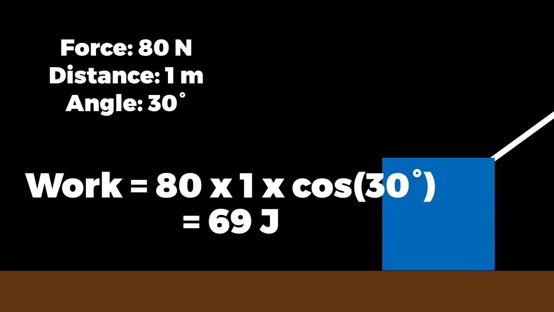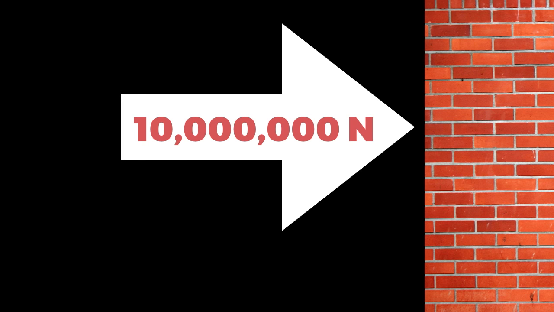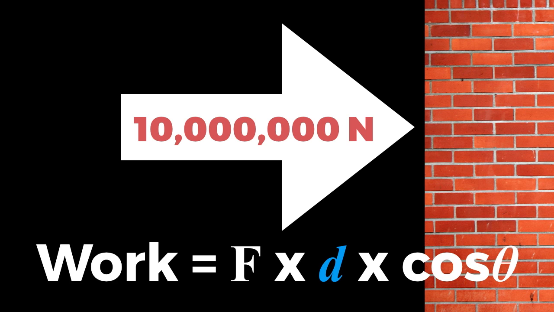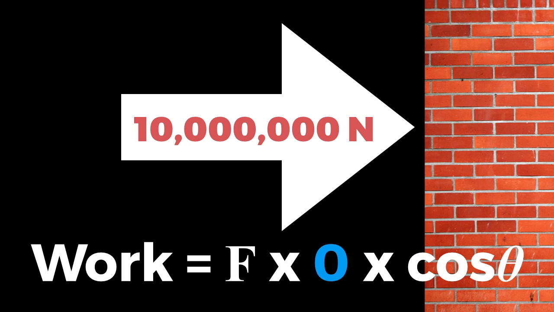Now for another example of work, suppose that we applied 10 million newtons of force to a brick wall, but the brick wall remains stationary. How much work have we performed on the wall? Well, again, we know that the work is equal to the force times the distance times the cosine of the angle. But we also know that the distance that the brick wall travels is 0 because it's stationary, which means that the total amount of work that we've exerted on the wall is 0. That illustrates an important point. No matter how hard you push on an object, if that object doesn't move, you're still doing 0 work.